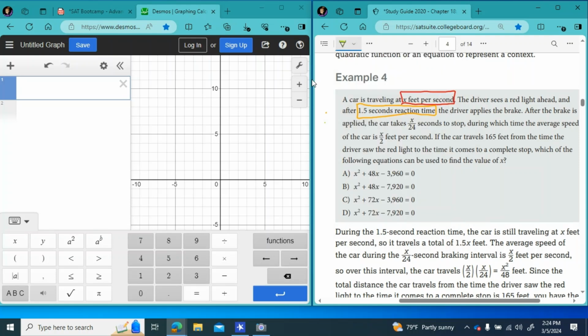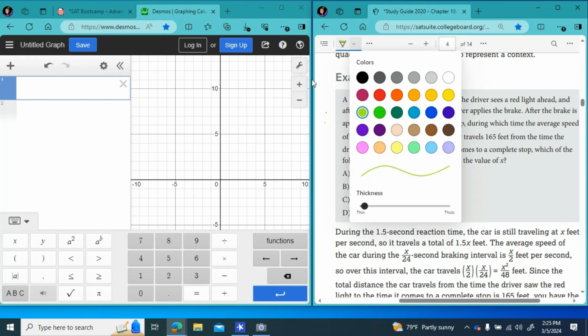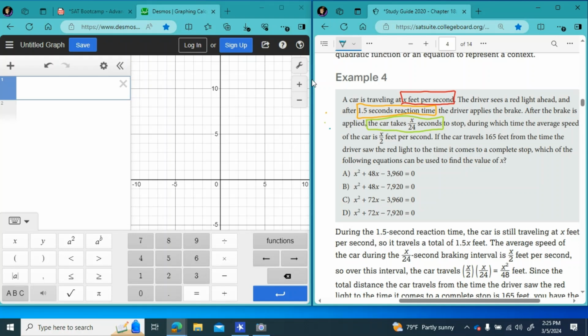Go to my next color. During which time the average speed of the car is X over 2 feet per second. The average speed is X over 2 feet per second. And if the car travels 165 feet from the time the driver saw the red light to the time it comes to a complete stop, which of the following equations can be used to find the value of X?